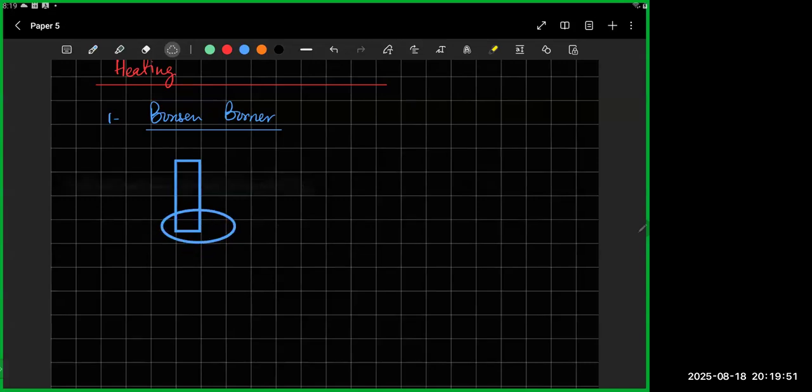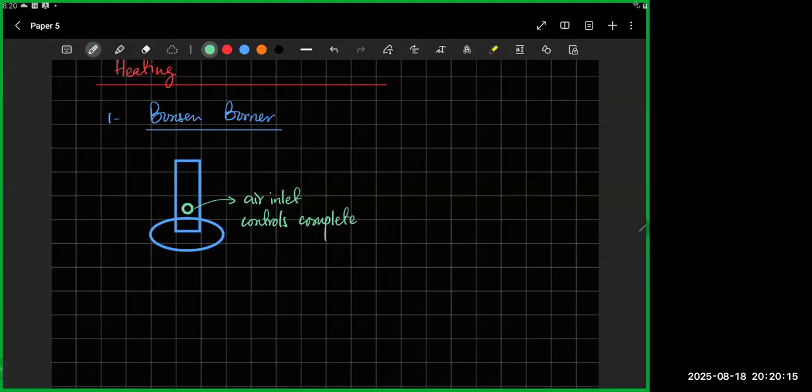This Bunsen burner has an air inlet at the bottom. What does that do? It controls combustion, whether things are burning completely or not. Too much air or too little air, and the combustion is not going to happen properly. At the top, there's the flame.